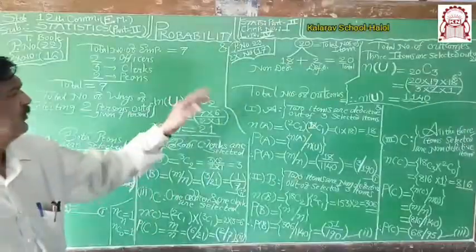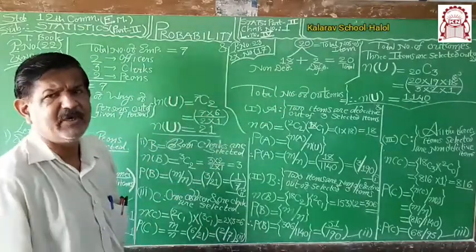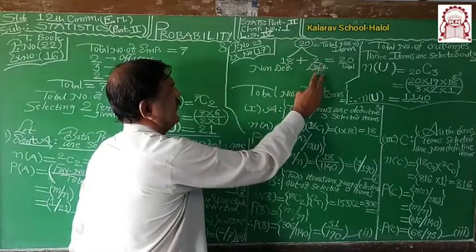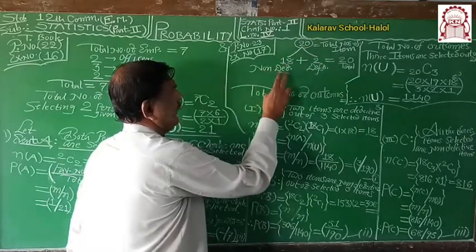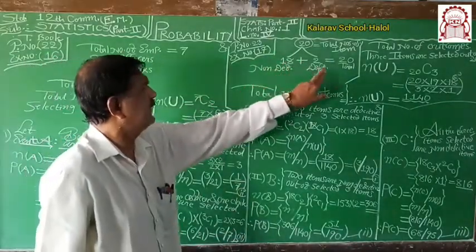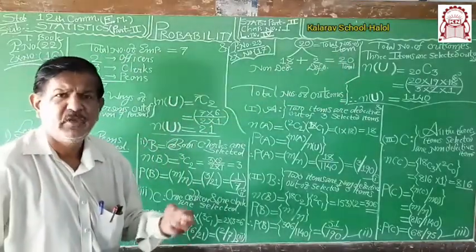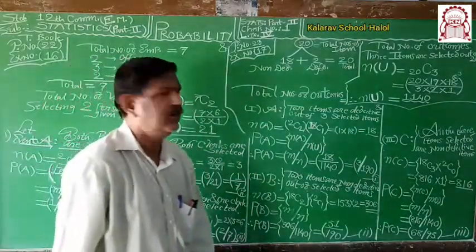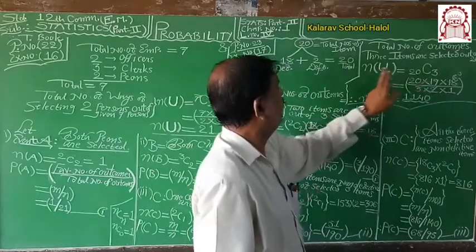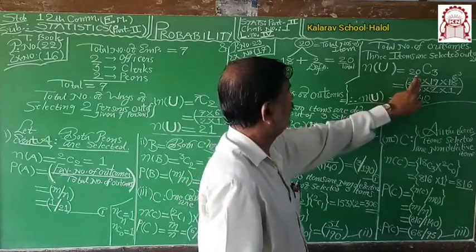Same type. Total there are 20 items. Out of it 10% of the items are defective. 10% of 20 becomes 2. 2 items are defective, hence 18 items are non-defective. Out of 20 items, 18 are non-defective items and 2 are defective. 20 means total number of items, out of which 3 items are selected at random. Total number of outcomes: 3 items are selected out of 20, meaning n(S), the number of sample points in the sample space, is 20C3.